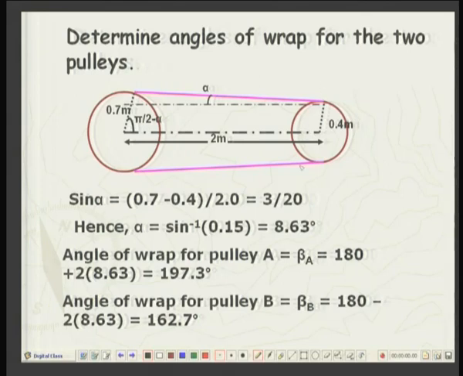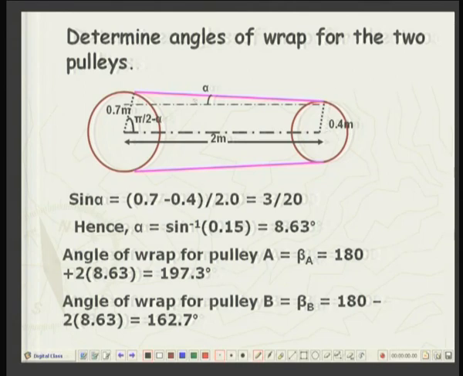So, let us say if I complete the parallelogram here, this angle alpha can be easily obtained. Sine of alpha is equal to, well, you can easily see that this angle here is 90 degrees. So, this makes a right angle triangle. So, 0.7 minus 0.4, that is this dimension, divided by 2, that is the distance.